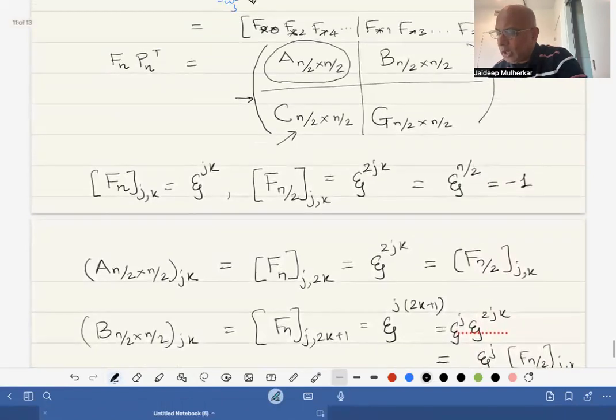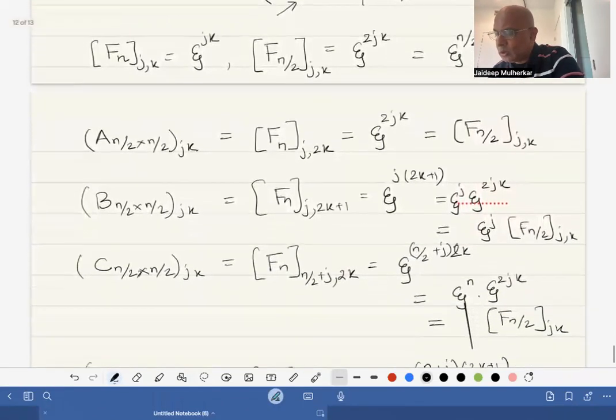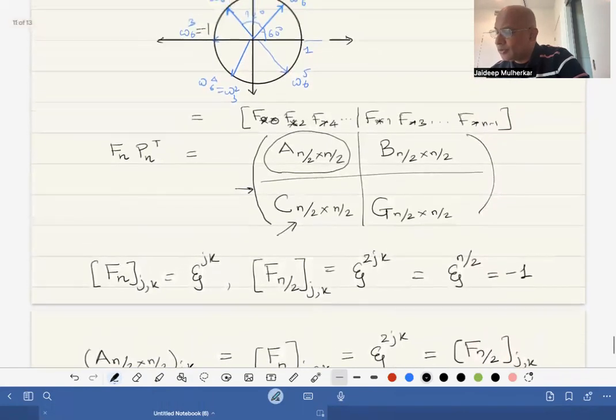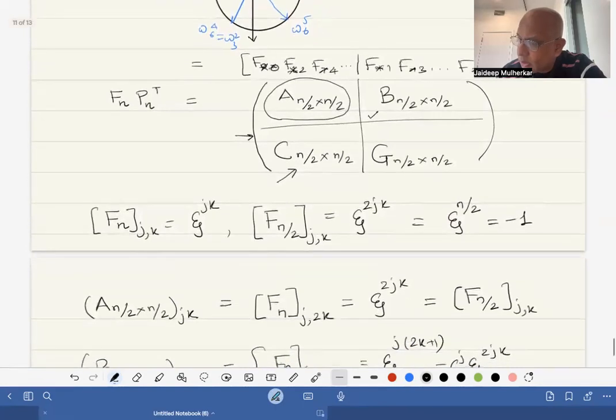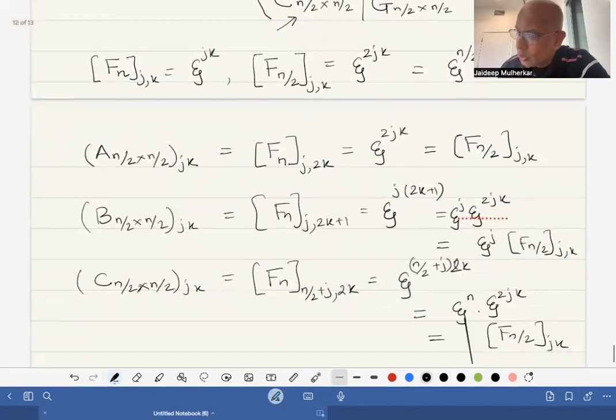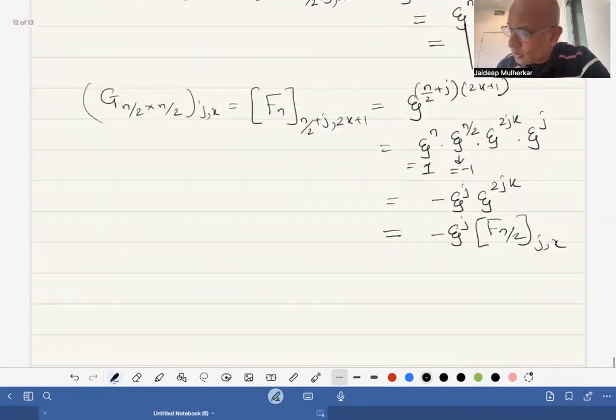So therefore we have got A n over 2, B n over 2, C n over 2, and G n over 2, these n over 2 cross n over 2 dimension submatrices, in terms of the n over 2 dimensional Fourier matrices, except that each element is multiplied by eta to the j. The jkth element is multiplied by eta to the j. Similarly, the jkth element of G of n over 2 is multiplied by eta to the minus j. So therefore, we have just proved this.